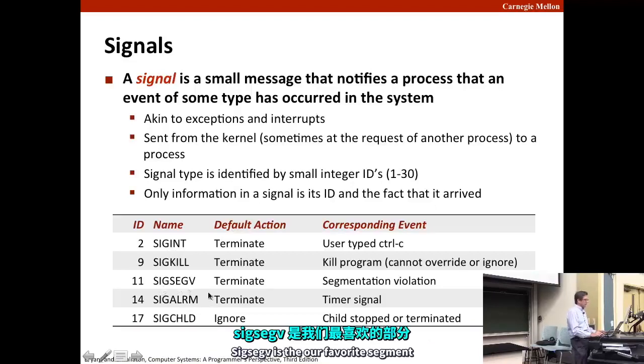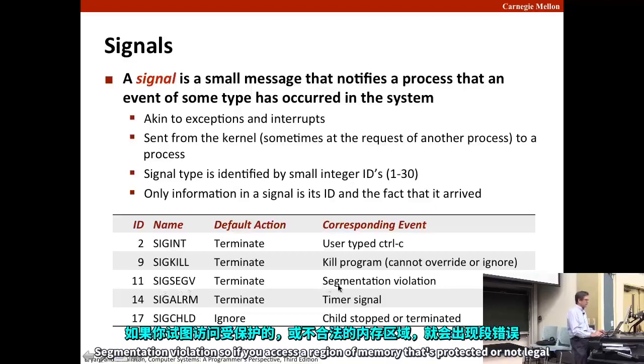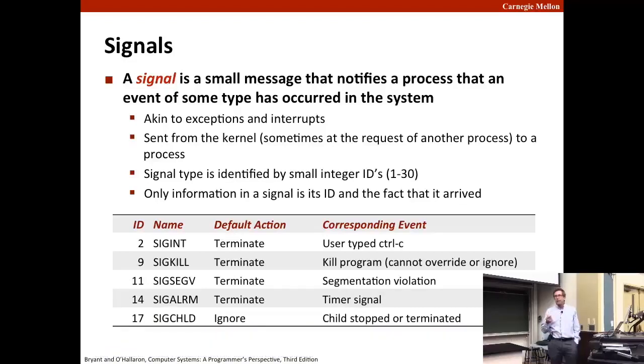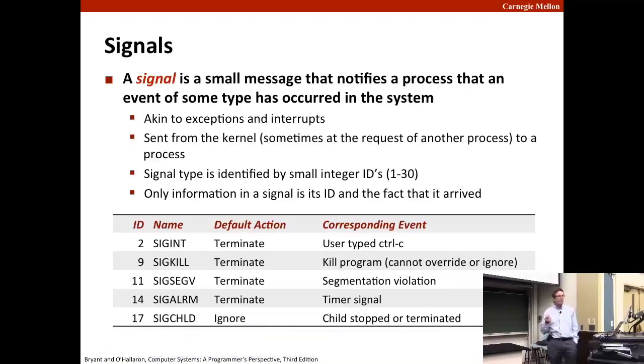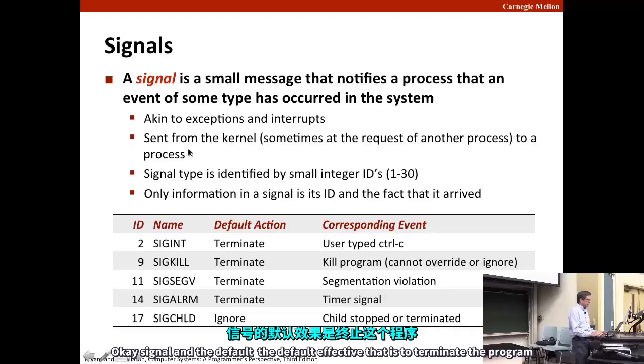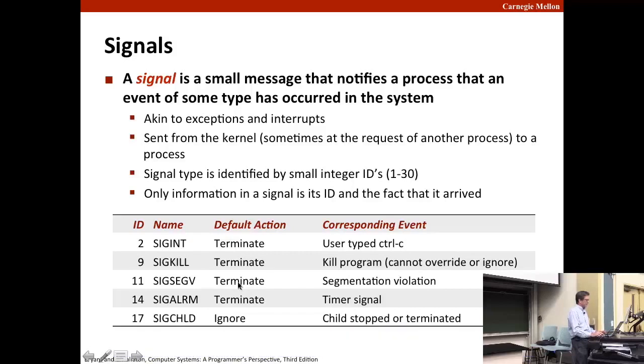SIGSEGV is our favorite seg fault, segmentation violation. So if you access a region of memory that's protected or not legal, then the kernel will send that process a SIGSEGV signal, and the default effect of that is to terminate the program.